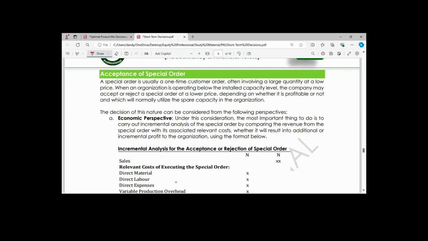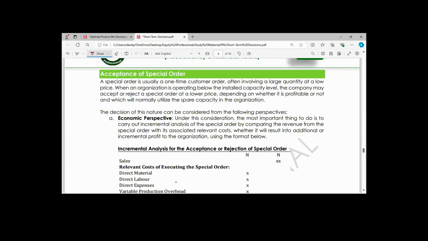So there are two ways the examiner can test you under acceptance or rejection of a special order. If in the question, you are given revenue or contract price from the special order, and there are other underlying costs, it means that the company wants to determine profit or loss associated with the special order. But if in the question, all you can see are costs, what that means is that the examiner wants you to determine the relevant costs associated with the special order. So all the principles you have learned under relevant costing will still apply. So that's basically what this topic is all about.